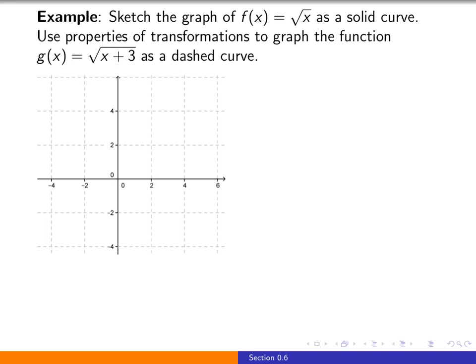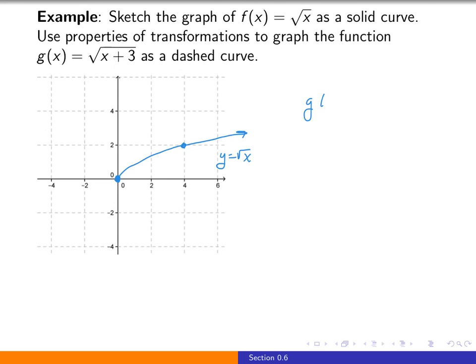Let's sketch the graph of the square root of x and then use a property of these translations to sketch the function g of x, which is the square root of x plus 3. So square root of x is a function that starts off at the origin. Its domain is all x bigger than or equal to 0. It goes through 4, 2, so roughly it looks something like this. And it's a common curve. That is, it's a function whose graph we should recognize. So in blue is y equals square root x.